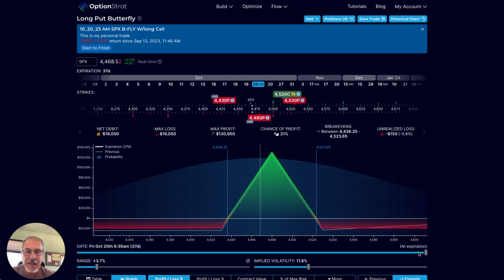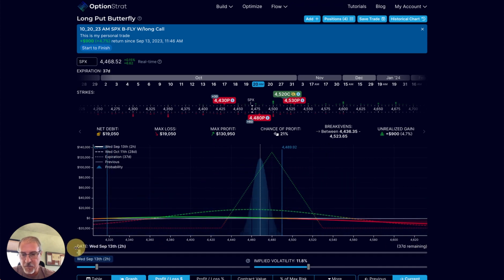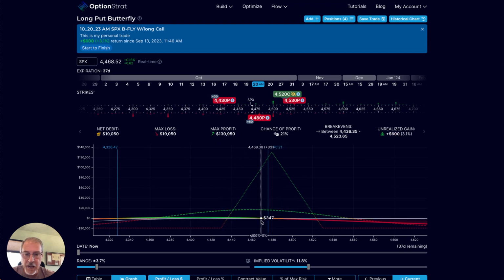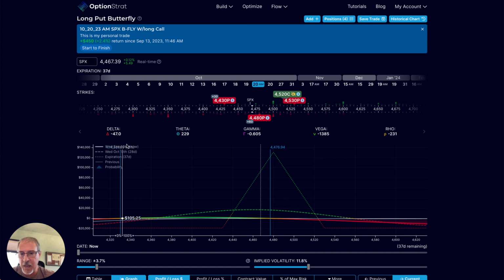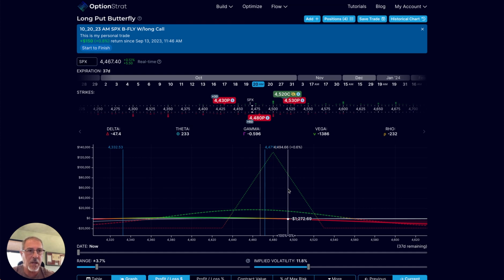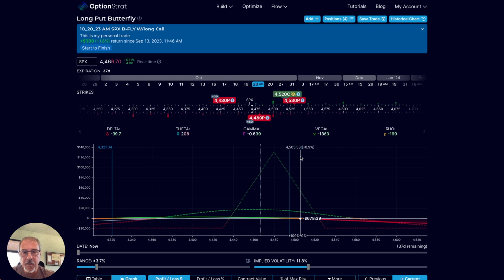Now, how do I get that? Well, first of all, let me back this up and show you what this T0 line, this dark green line, looks like. So right now, if the market were to pull back from here, this trade would be profitable. So right now, this trade is a slightly bearish trade. If I specifically look at my delta, I am negative delta. That tells me that right now this is a slightly bearish trade. What I'm looking for is decay to happen in the butterfly over a period of time.